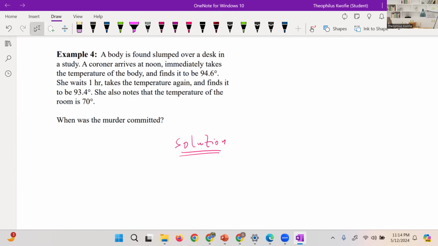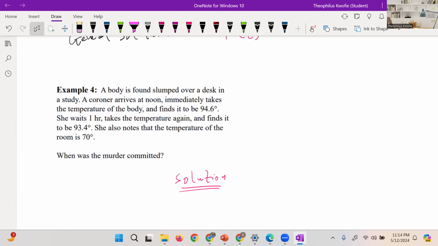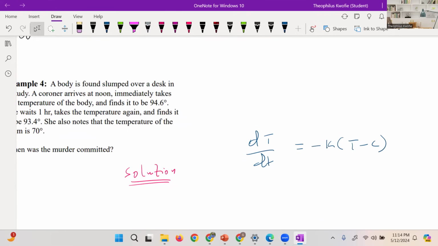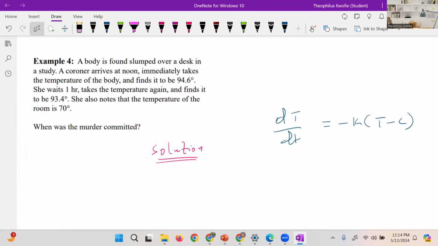So we claim that the general solution for Newton's law of cooling, and let me state that again, with Newton's law of cooling, we said that we have a differential equation. Let me use a different pencil. So this is the differential equation for Newton's law of cooling, and we said that a general solution can be solved as this, okay? And that's what we said.